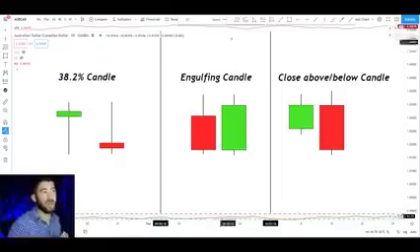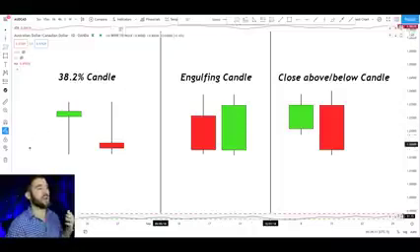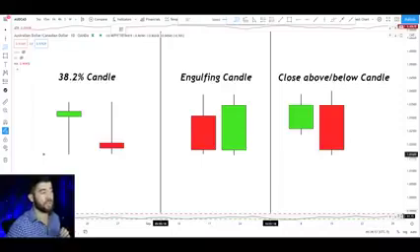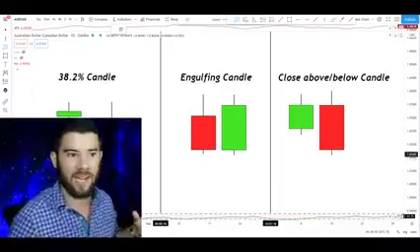The reason it's called a 38.2% candle is because in order to objectively identify these candles, the only thing I do to make this extremely simple, and let me talk about the reason I do this first.